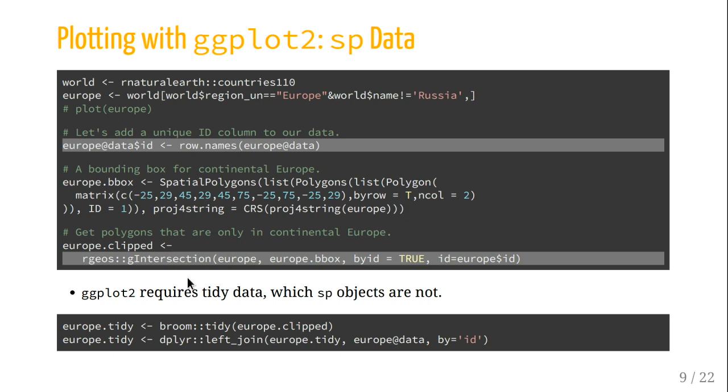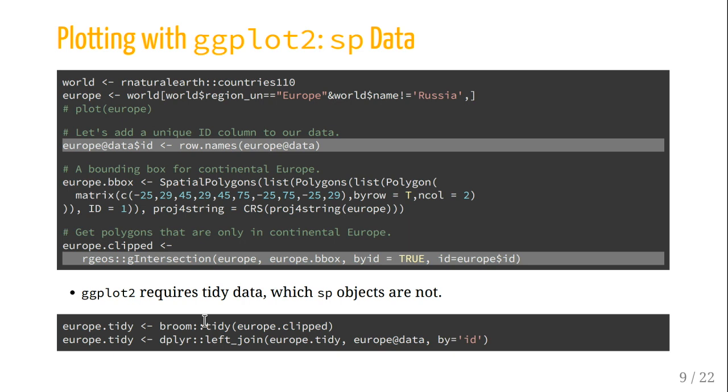Even that is not enough because I'm still in sp land. The result of this is still an sp object. So now I need to tidy it up. So then I use broom tidy. There was a call called fortify in ggplot2, I don't know if some of you have seen that, but that seems to be deprecated, and Hadley also recommends that you use broom tidy. So you call broom tidy.